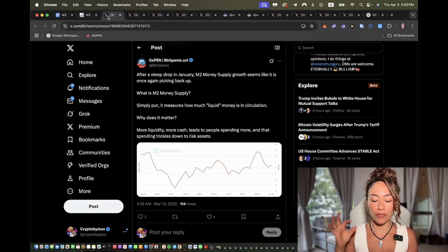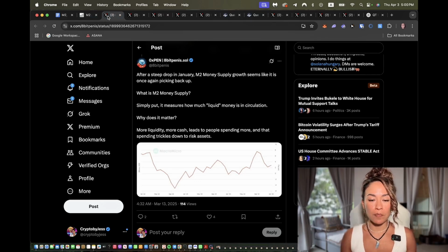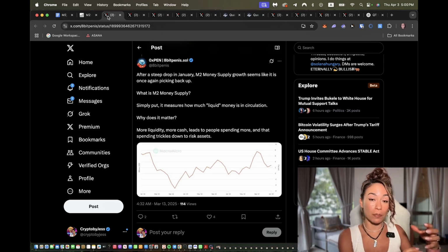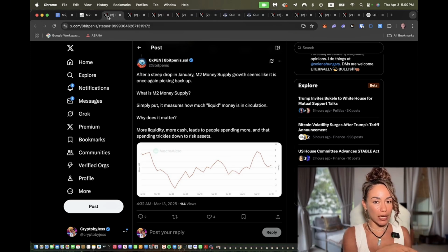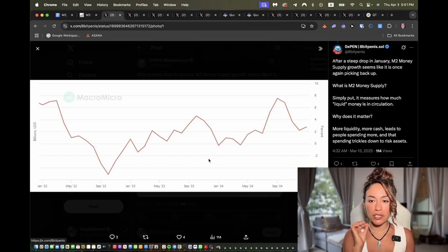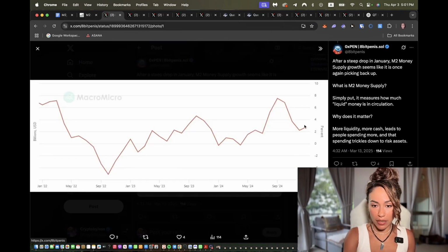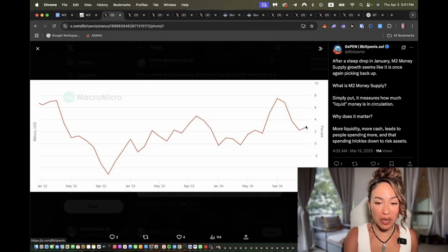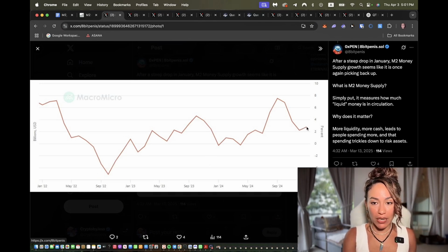Next, we're going to run through a few key posts that I found on X that explain once again the correlation between Bitcoin, the crypto market, subsequently behind it, since the crypto market follows Bitcoin's price action, and as it relates to the global money supply. So here, as shared by OX Pen on X, they say, after a steep drop in January, right here, the M2 money supply growth seems like it is once again picking back up. You can see how the chart is starting to go back up, right?